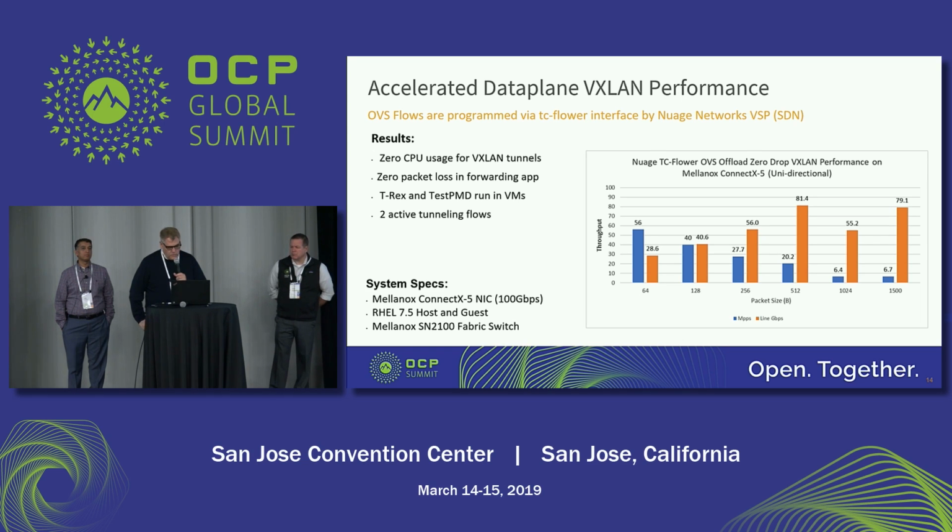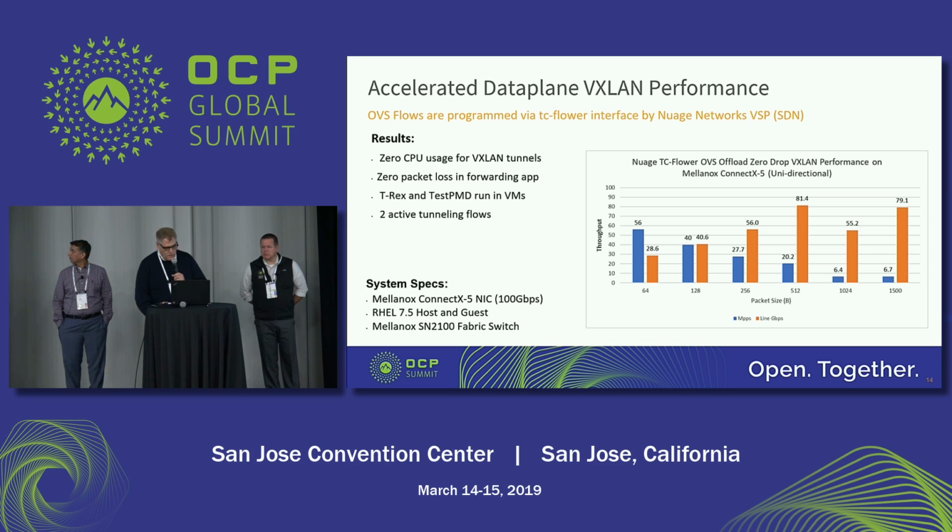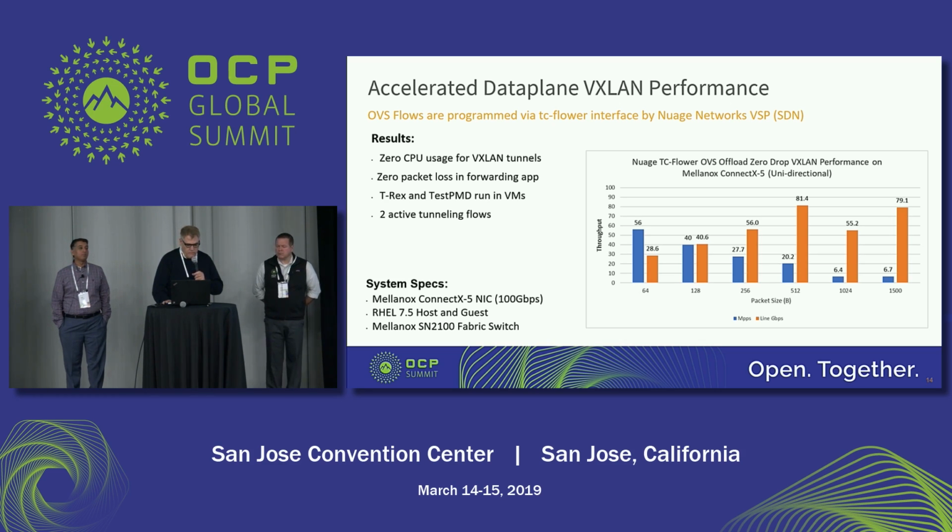And so this chart here is some data that I collected quite a while ago. This was actually done about 8 months ago using a 100 gig Mellanox ConnectX-5 NIC using RHEL 7.5 as the host and the guest, and just using DPDK apps like T-Rex and TestPMD to generate traffic loads and send data back and forth between a pair of hypervisors through a VXLAN tunnel.